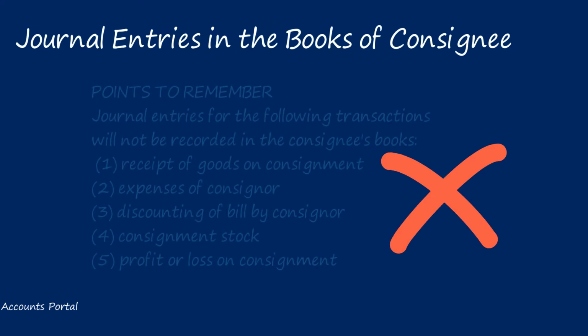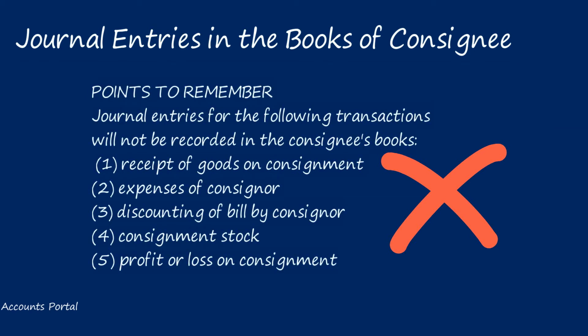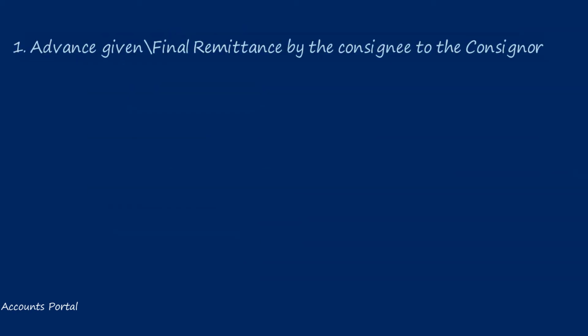Journal entries for the following transactions will not be recorded in the consignee's books. Number 1: receipt of goods on consignment, expenses of consignor, discounting of bill by consignor, consignment stock, profit or loss on consignment. Transaction: advance given or final remittance by the consignee to the consignor.